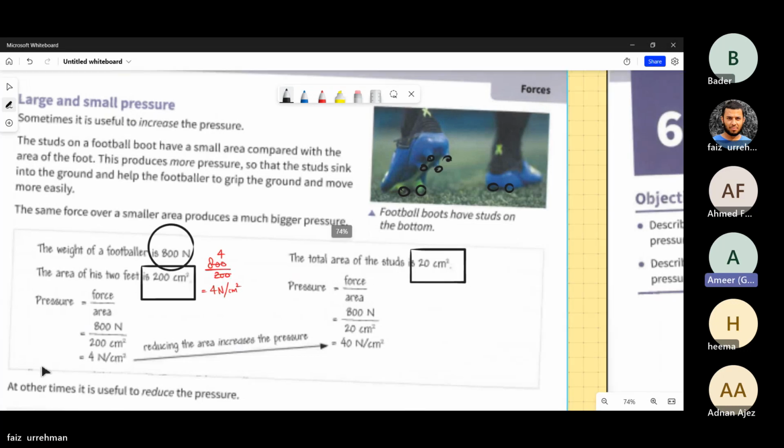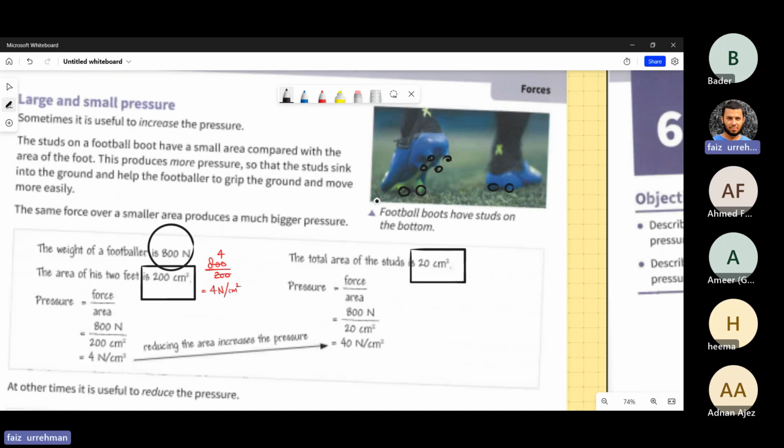If the area is more than the force, the pressure will be less than 1. It will be 0 point something, because it's like 8 divided by 200 or something like that.